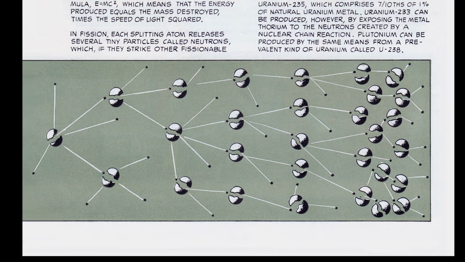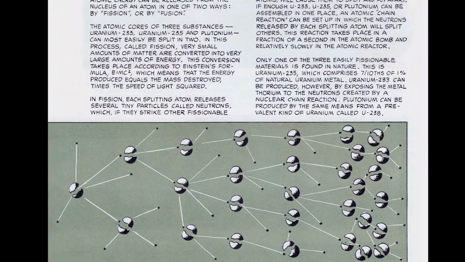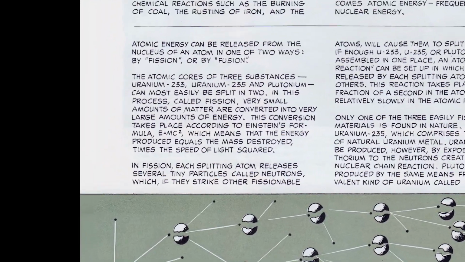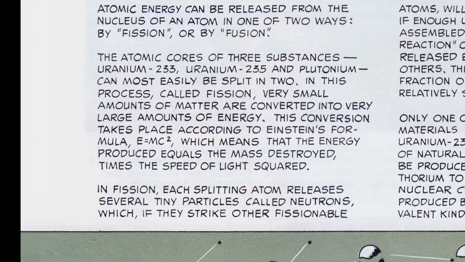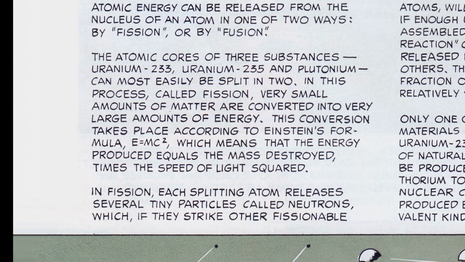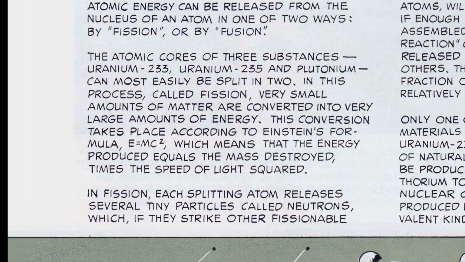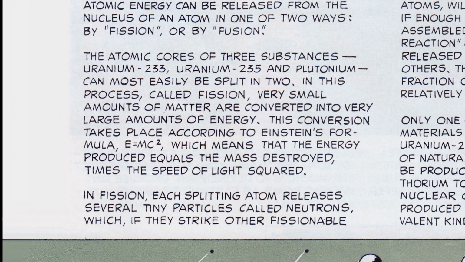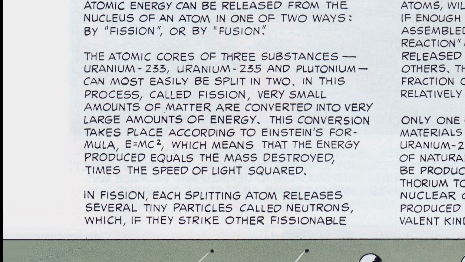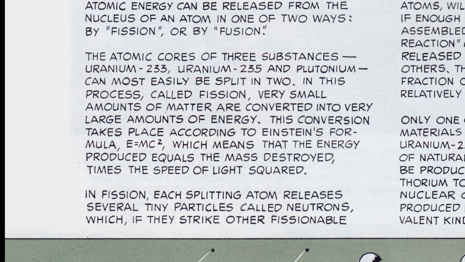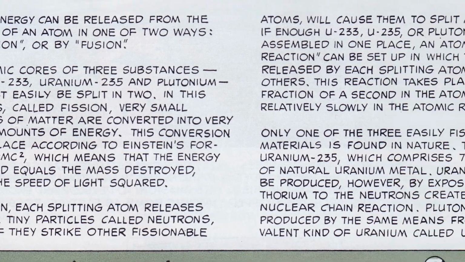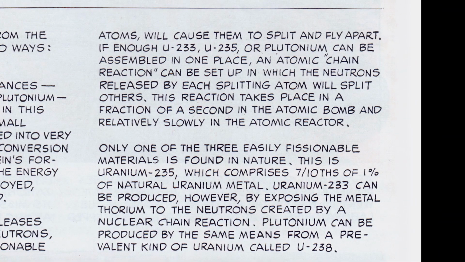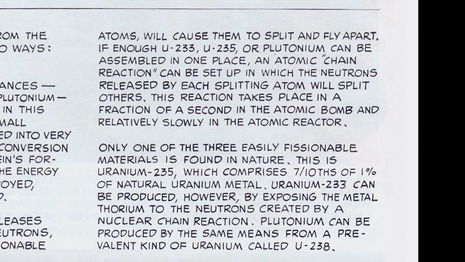This conversion takes place according to Einstein's formula, E equals mc squared, which means that the energy produced equals the mass destroyed times the speed of light squared. In fission, each splitting atom releases several tiny particles called neutrons, which, if they strike other fissionable atoms, will cause them to split and fly apart.